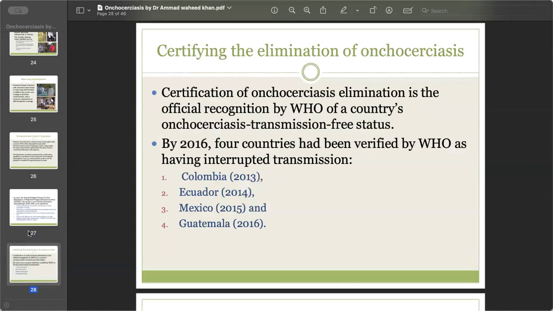Certifying the elimination of onchocerciasis. Certification of onchocerciasis elimination is the official recognition by WHO of a country's onchocerciasis transmission-free state. By 2016, four countries had been verified by WHO as having interrupted transmission: Colombia, Mexico, Guatemala, Ecuador.